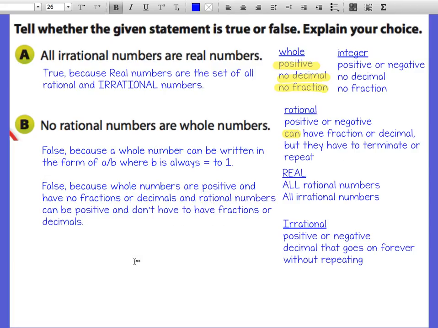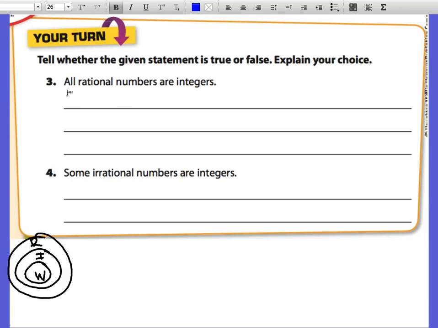So it is false because whole numbers can be written in the form of a over b. Look at it this way: 4 written as a over b is 4 over 1. And that's always a rational number. All right, so all rational numbers are integers.